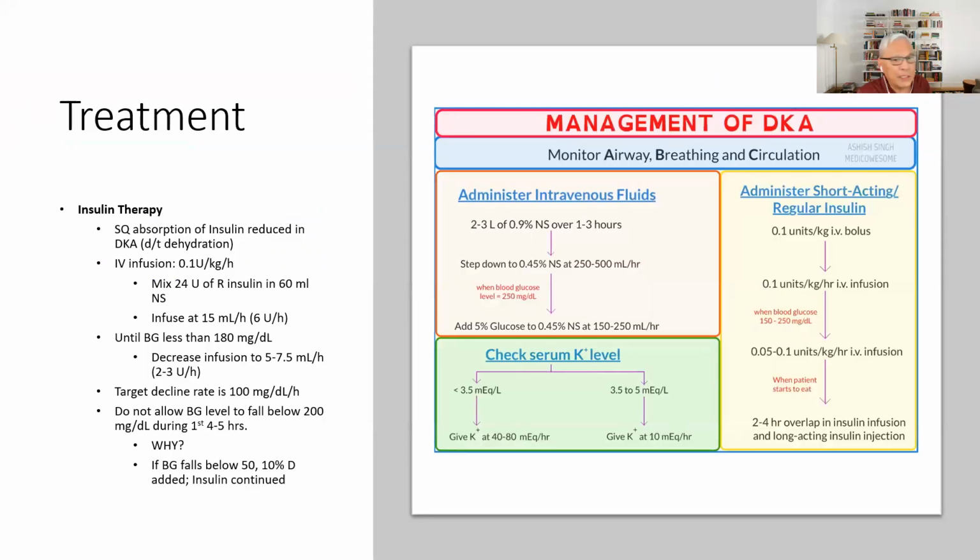Okay, so more on the management as far as insulin is concerned. We now are moving to the treatment for acidosis. And insulin is going to be the drug of choice in order to do this. So only short-acting insulin is used for the correction of hyperglycemia. Why don't we use subcutaneous insulin? Well, subcutaneous absorption of insulin is reduced in diabetic ketoacidosis because of the dehydration. Therefore, using the IV or the intravenous route is going to be the preferable route to administering insulin.